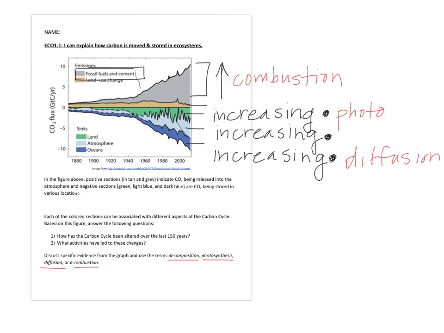Now, decomposition, that's probably the trickiest one out of the 4. Decomposition is increasing because as humans we're creating more waste. Okay, more garbage. We raise animals for livestock and they create a lot of waste. We raise plants for food and that creates a lot of waste.